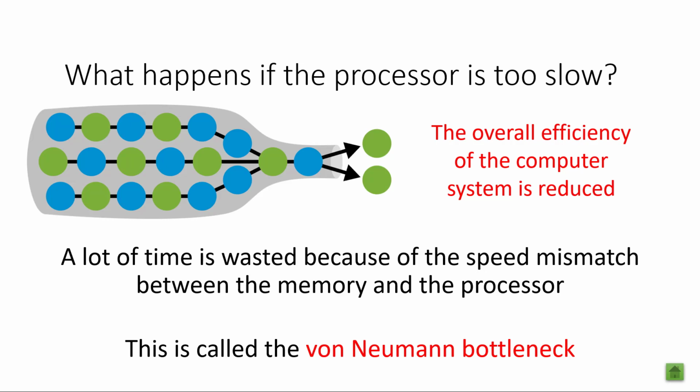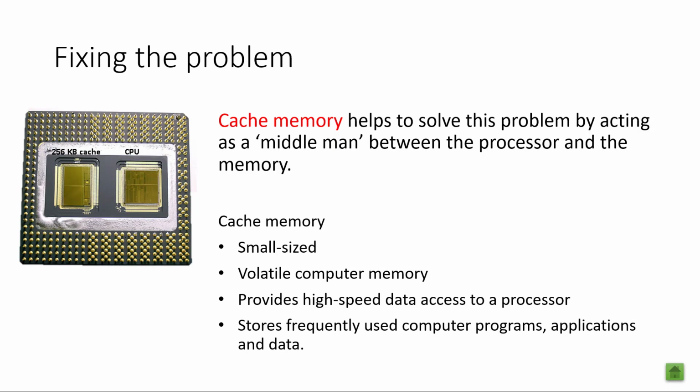Now, we need to fix this bottleneck, and we do that by using cache memory. And cache memory is another type of primary memory, and it's much faster than random access memory. But in addition to that, it is also much more expensive. It is small sized, it is volatile, which means if you switch your computer off, the power is lost to the cache memory and it loses its data. It also provides high-speed data access to the processor, and it stores frequently used programs, applications, and data.